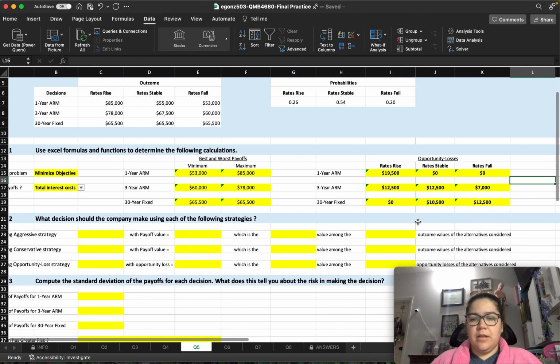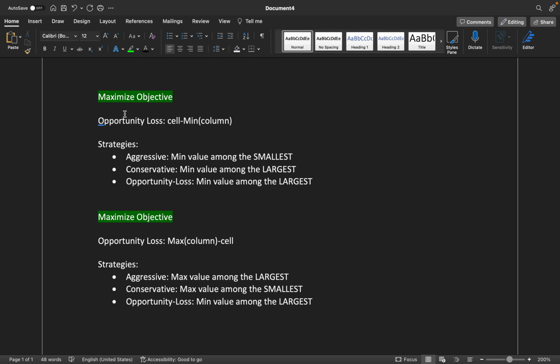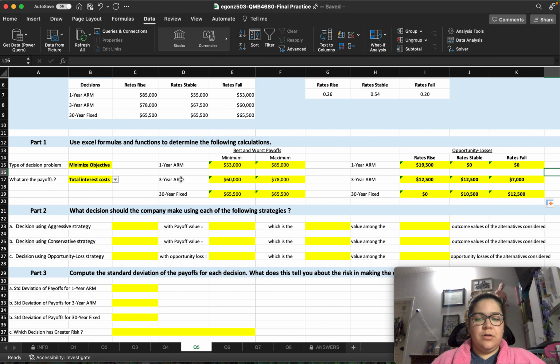All right, sounds good. So that's done. What this one basically says is that if we're calculating opportunity loss, this is the way we're going to calculate it. It's going to be the cell, which in this case was rates fall, minus the minimum of the column, right? And so we have 3 different strategies, and we're going to go over them right now in part 2. So here's pretty much the answer.